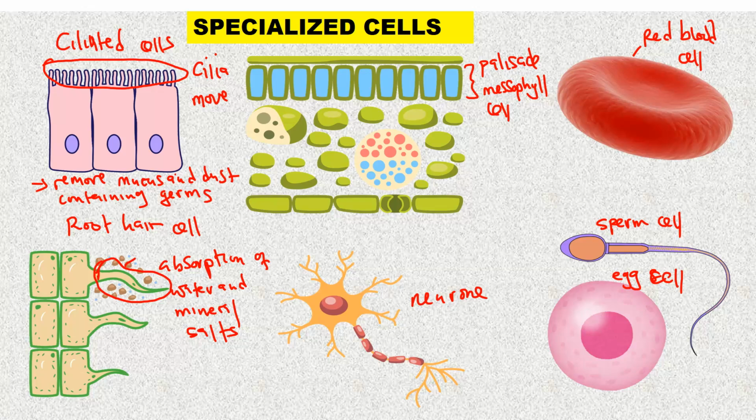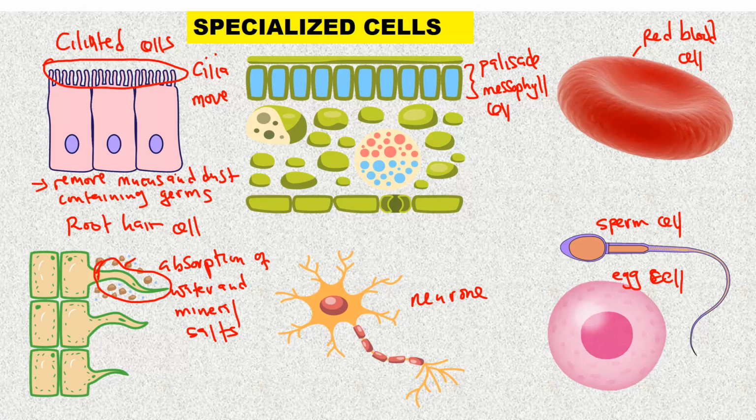So the main function of the root hair cell is simply absorption of water and mineral salts from the ground. Okay, water is absorbed by osmosis, mineral salt by active transport. We are going to look at that under transport across the membrane. So the specialized cells have the feature of elongated outgrowth that enables them to create a large surface area for the absorption of water and mineral salt. Also, they are numerous in number to create a large surface area for absorption of water.